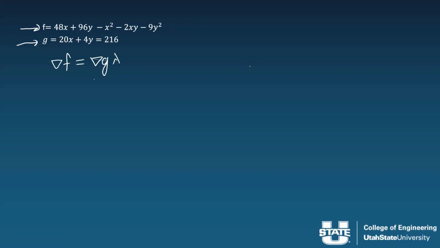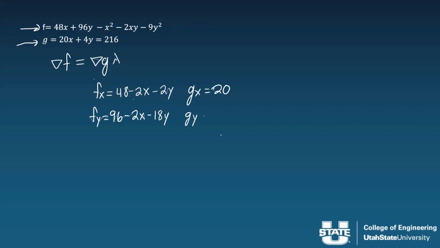So in order to do this, we need to find our first partial with respect to x and our first partial with respect to y of both functions. So f sub x is going to be 48 minus 2x minus 2y. And g sub x is just going to be 20. Then f sub y is going to be 96 minus 2x minus 18y. And our g sub y is going to be 4.